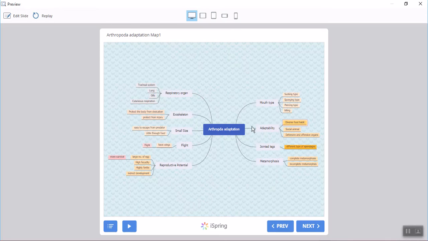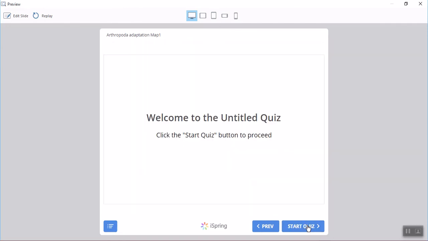Therefore, we see that these arthropods are the most dominant creatures, and they also have a large number of species. So with this I am continuing.